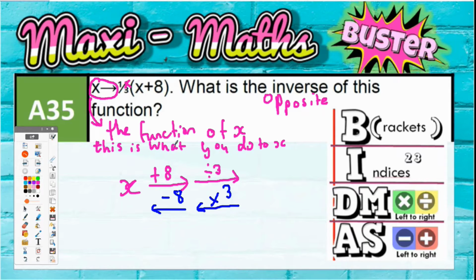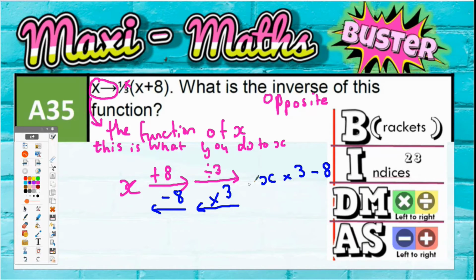And then we basically say, well, if what we did to x was to add 8 and then divide by 3, if we do the opposite of that, then we've got to work backwards. So still start with x, but work backwards. So working backwards, that would be x times by 3, and then subtract 8. So x times by 3, subtract 8.